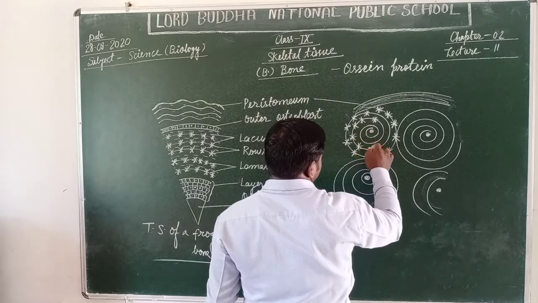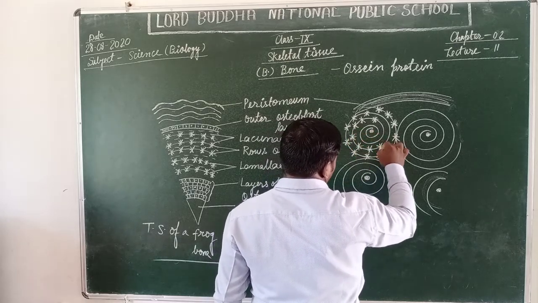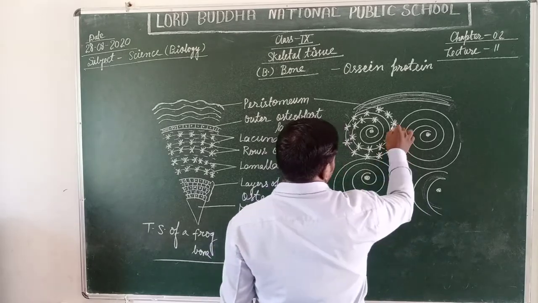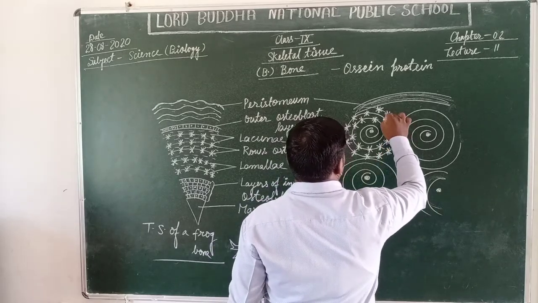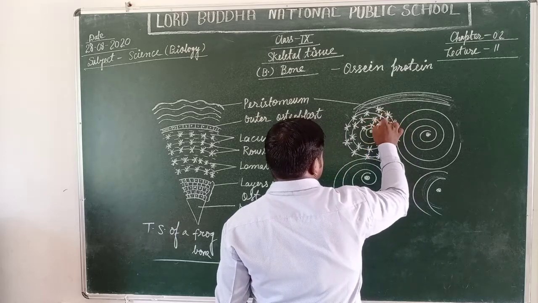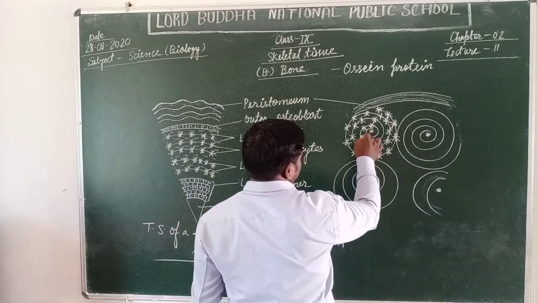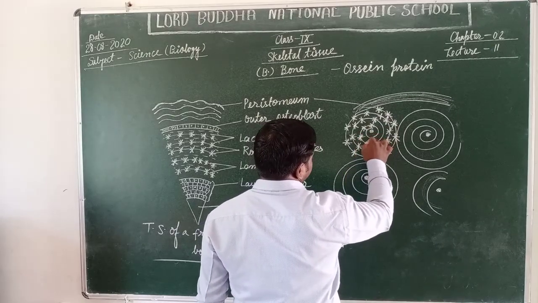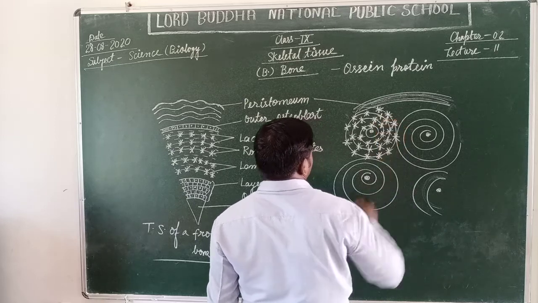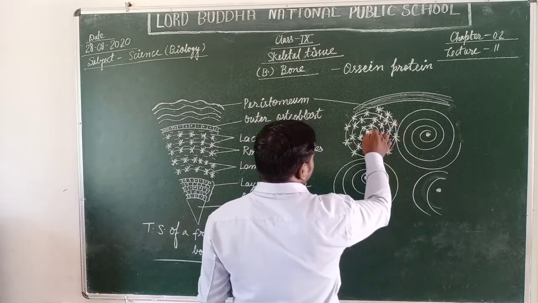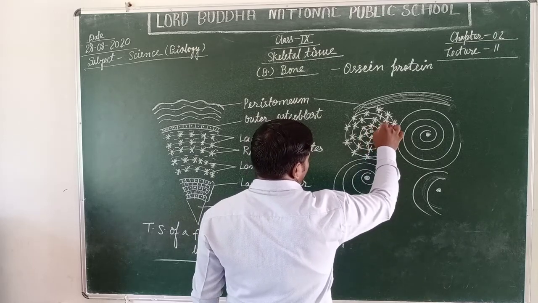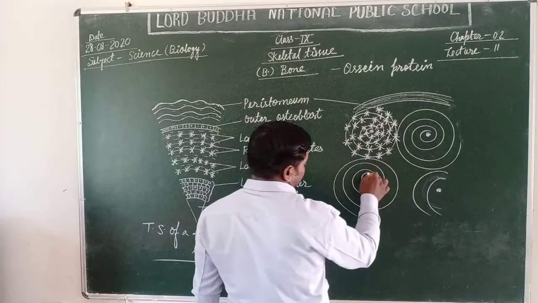These are the star-shaped protoplasmic fibrous structures having a central nucleus. Each structure is called an osteocyte or bone cell. The group of osteocytes is also known as osteoblast because the osteocyte cells originate from the osteoblast cells.